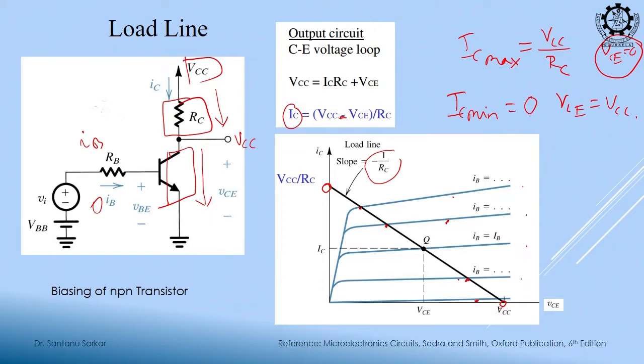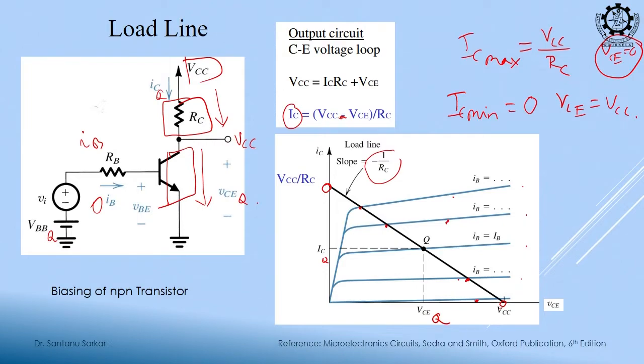Among these possible solutions, which DC value should we choose? This middle value we should choose. So, this is my Q, VCEQ and ICQ. So, what is the meaning of DC biasing? We should select a proper value of VBB to get a proper value of VCEQ and a proper value of ICQ.